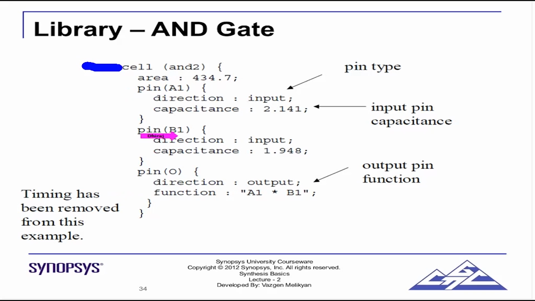Now Design Compiler, when it reads this library, knows that the area of the AND gate is this. It has these inputs, this output, and it knows it's an AND gate by this function. It does not know it's an AND gate by the name. The name can be anything. Timing has been removed to simplify this. We will see the timing in the coming slides.